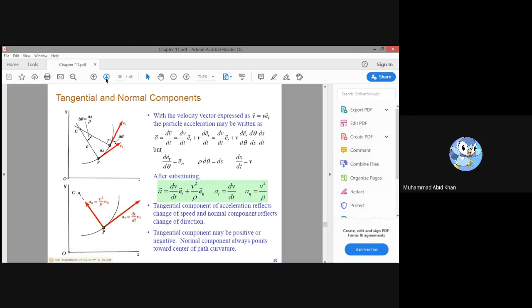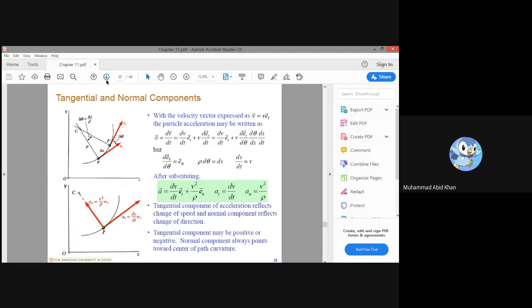Now let's come to the second graph. After substituting these values, the tangential component of acceleration reflects change of speed and the normal component reflects change of direction. Let's come to the second point. The tangential component may be positive or negative. It depends. The normal component always points toward the center of the path curvature.